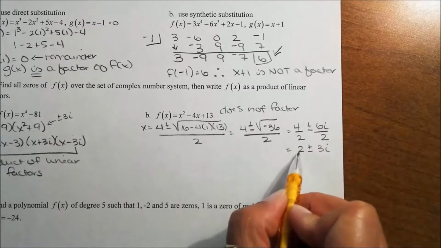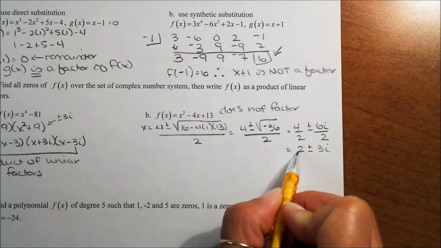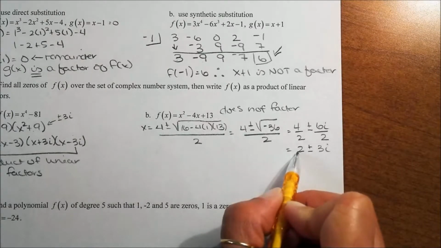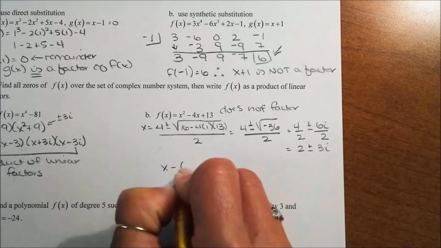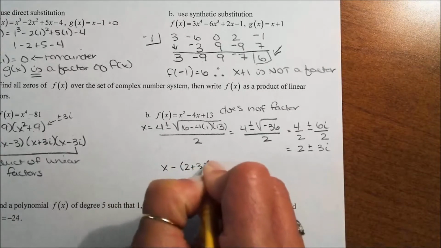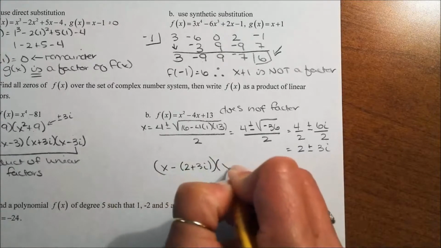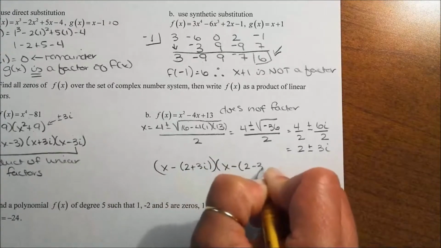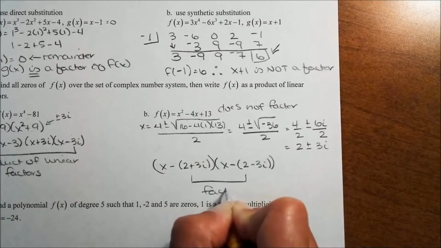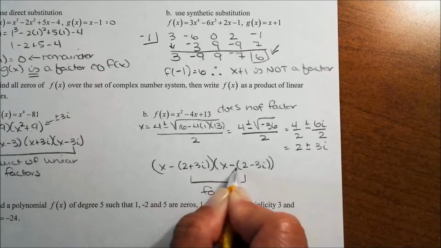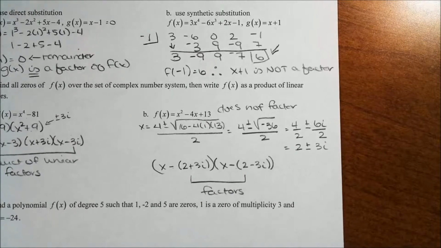When you write them as factors, because this is a positive value, remember you have to write it as the opposite. So the factors would be x minus the quantity of 2 plus 3i and x minus the quantity of 2 minus 3i. These are your factors. Do not distribute. Leave it alone.